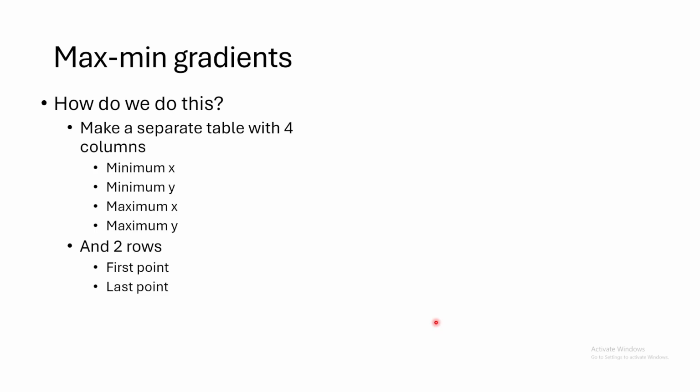How do we do this in Excel? Okay, so what you want to do is make a separate table, separate from your main data, and you need to have 4 columns and 2 rows. As you can see, we'll have 4 columns, and this is the X and Y coordinates for your minimum and maximum gradients. Each of these, we have 4 columns because we have 2 coordinates each for minimum and maximum, and 2 rows because we need to have a first point and a last point for minimum and maximum gradients.